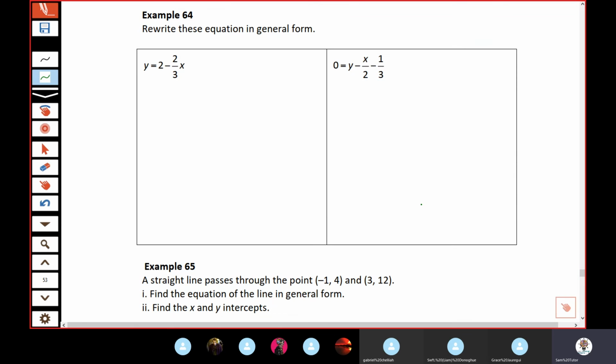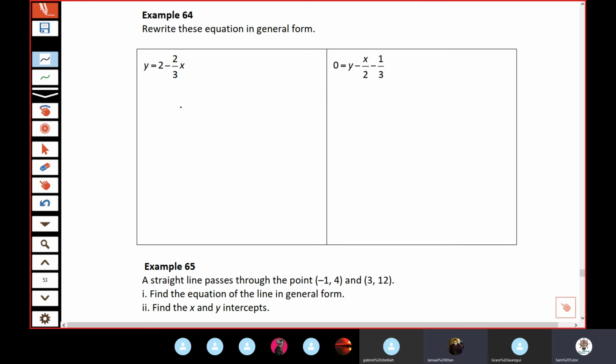Let's try these ones as well. All right, rewrite these equations in general form. So let's try. All right, Jamal, why don't you try this one? Left to right, right to left. Yep. What do you want to do?